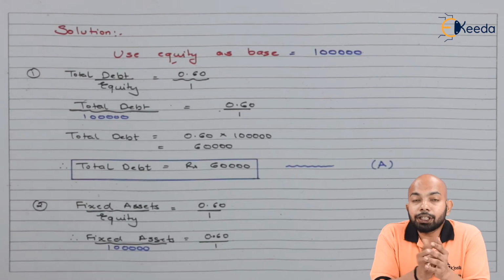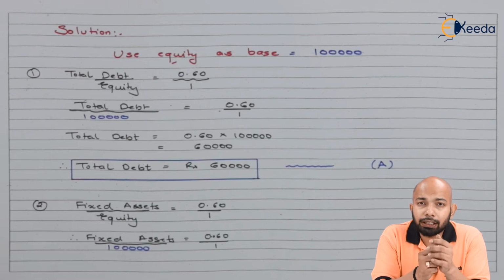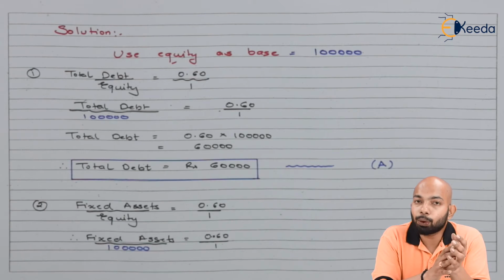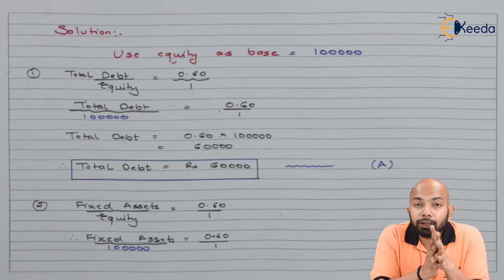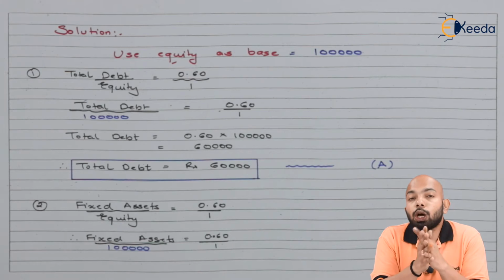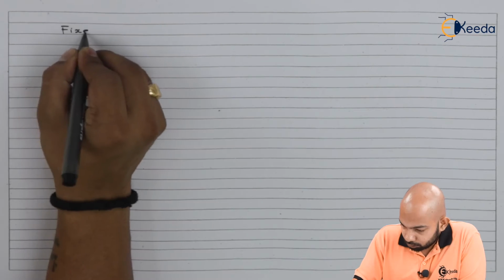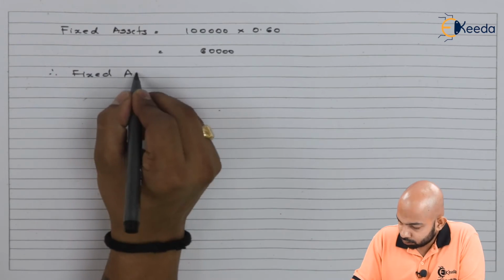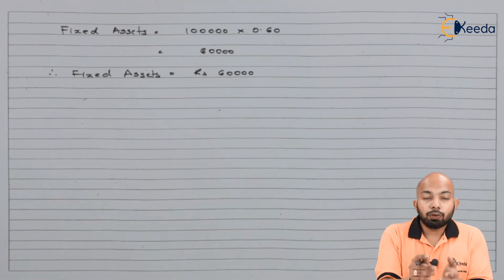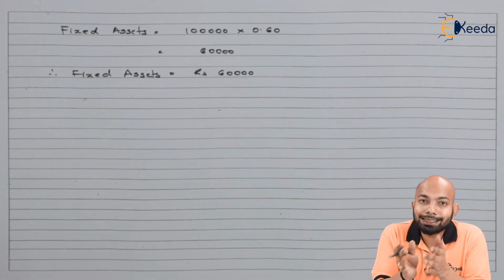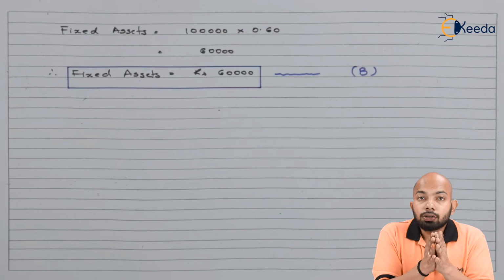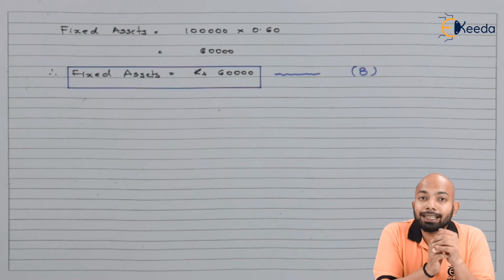So if you can see, we have mentioned down there fixed asset upon equity. The value of equity, that is 1 lakh, has also been mentioned there, is equal to 0.60 upon 1, because that is the ratio that has been provided. We'll do the same calculation, that is cross multiplication, and figure out how much is the fixed asset here. So we have figured out the value of the fixed asset, that is again 60,000. So that has been done here. We have marked it as B.